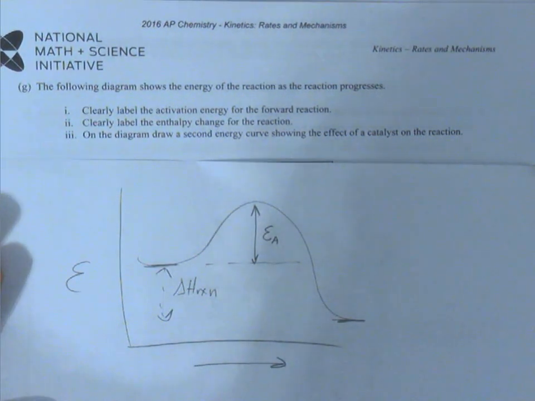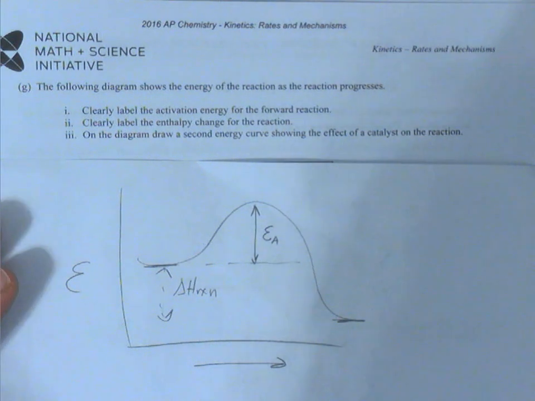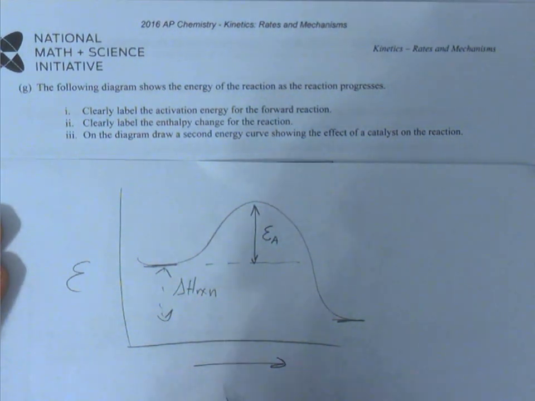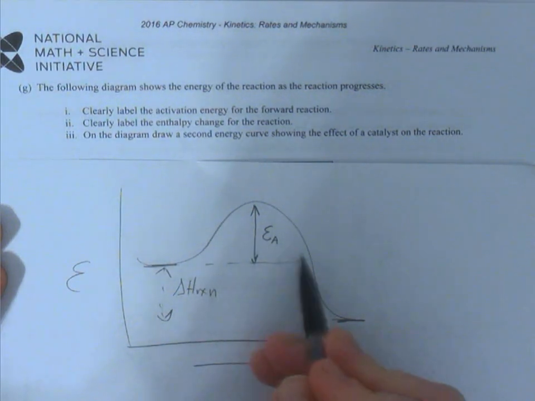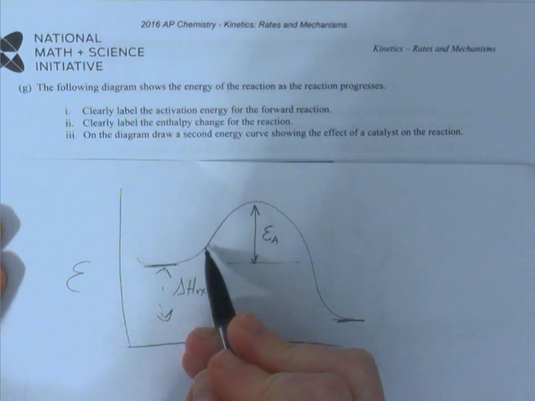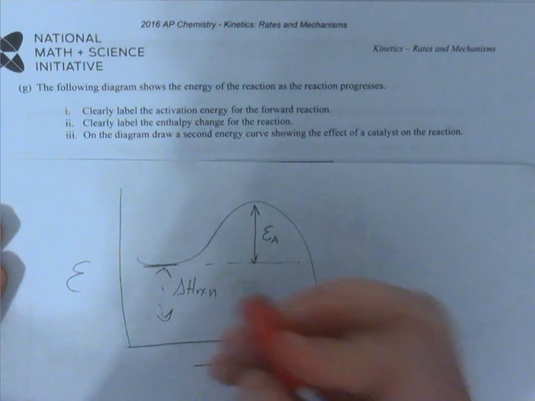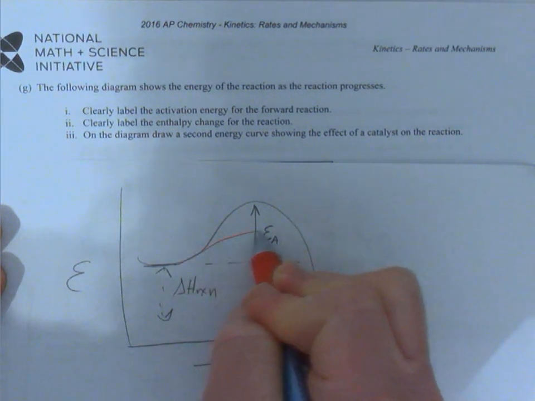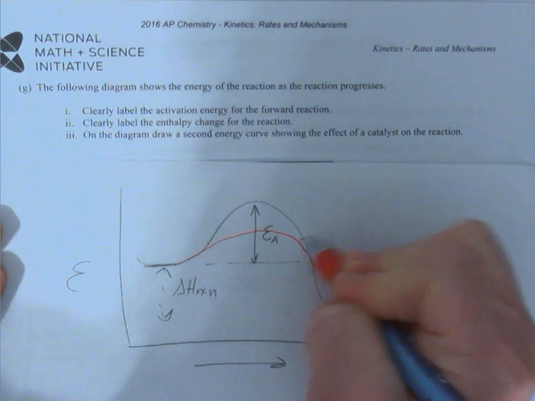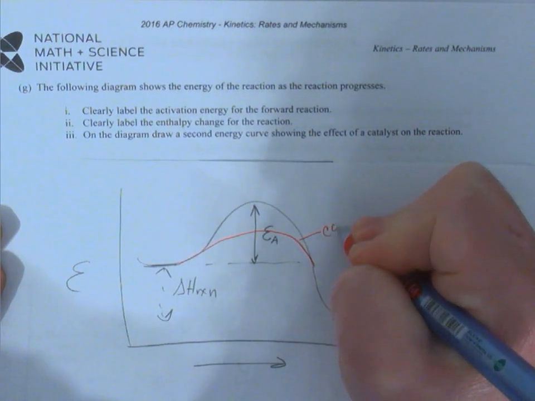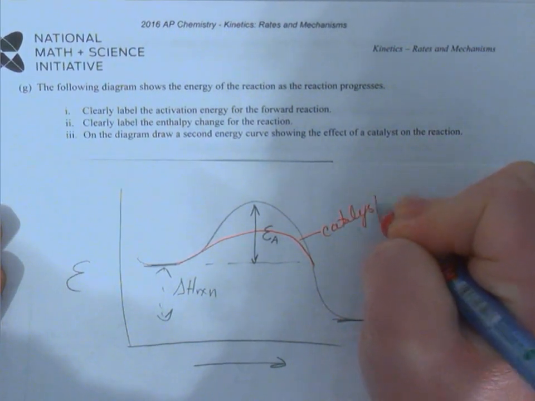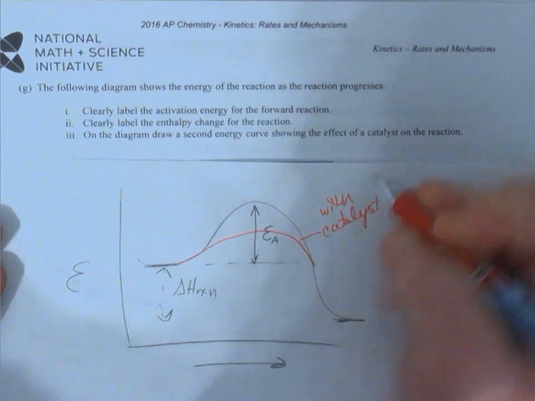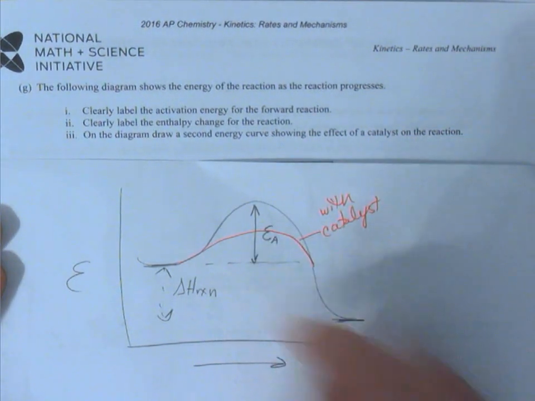It says draw a second energy curve showing the effect of a catalyst. Now I luckily have a red pen here. You could do a dash line or a darker line to show that, but we know the job of a catalyst is to lower the activation energy. So I would want to indicate that somehow. It just has to be a lower height of hill.